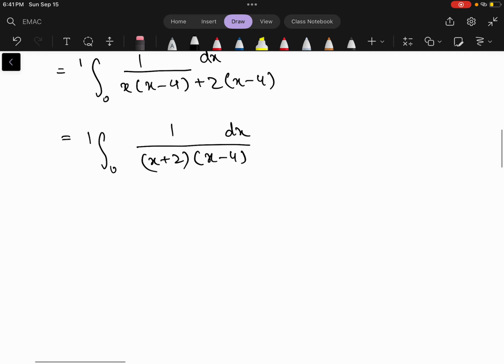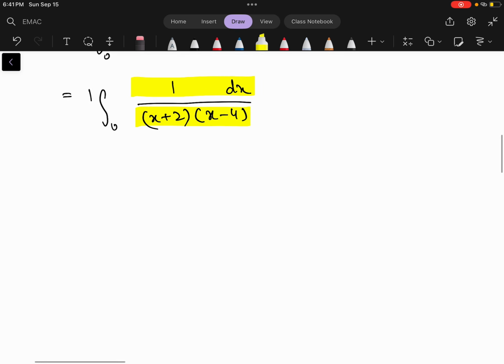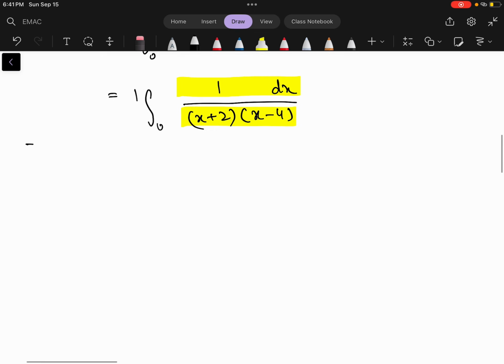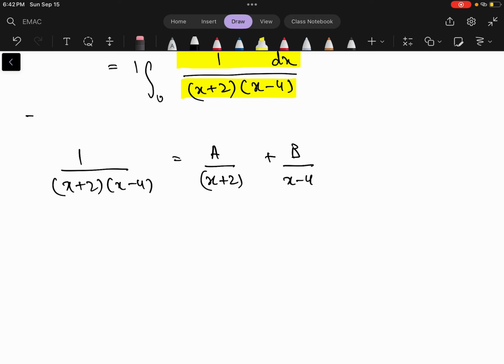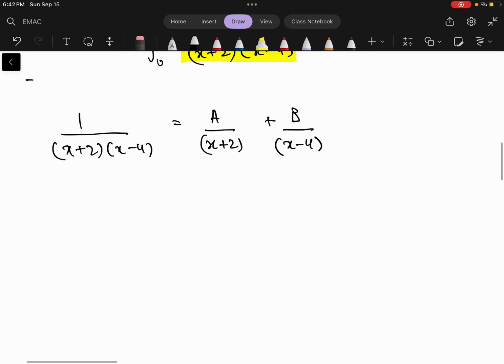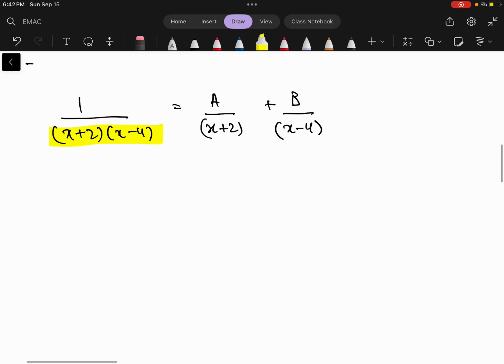Okay, now we're just going to look at this function here. We're going to forget about the integral for a second. We're going to take this function, 1 over x plus 2, x minus 4, and equate it to a over x plus 2 plus b over x minus 4, and we're going to try and figure out the values of a and b. So we're just going to multiply both sides by x plus 2 into x minus 4.